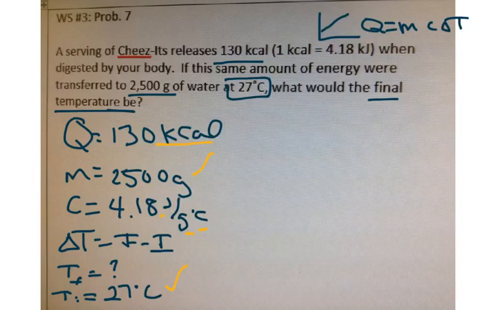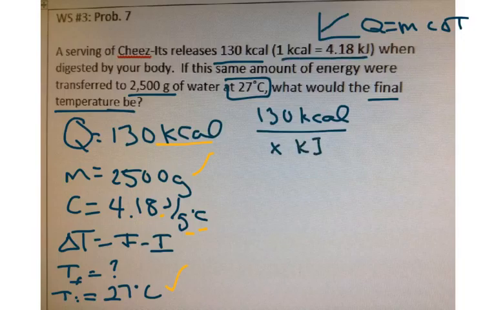So I'm going to solve for this, and I've got 130 kilocalories. I know I need to solve for kilojoules, and the reason why I need to do kilojoules is because the only conversion I have is from kilocalories to kilojoules. So I'm going to set up a proportion, and I know that 1 kilocalorie is equal to 4.18 kilojoules. And you need to make sure that if kilojoules is on the bottom on one side, kilojoules is on the bottom on the other side.